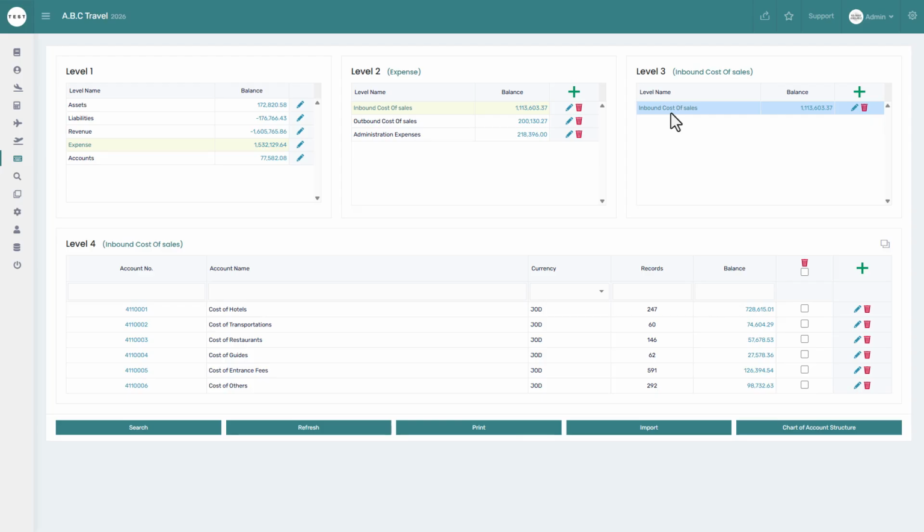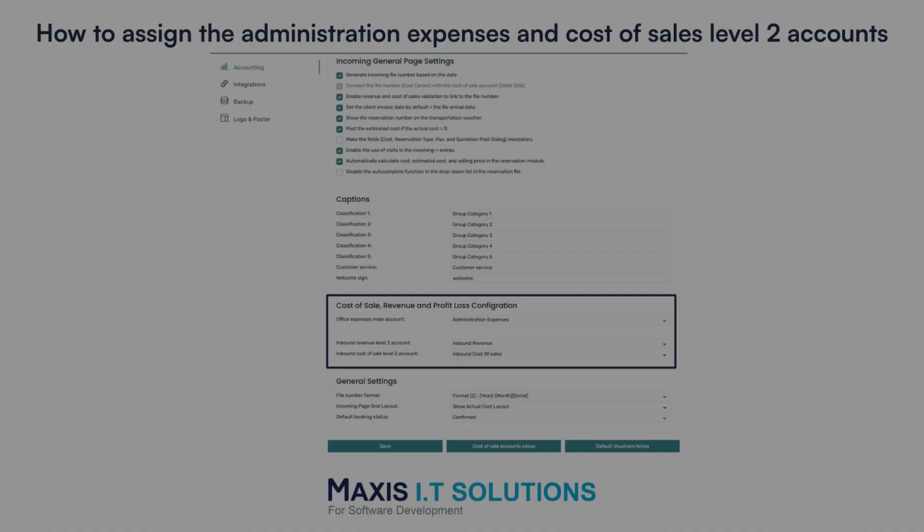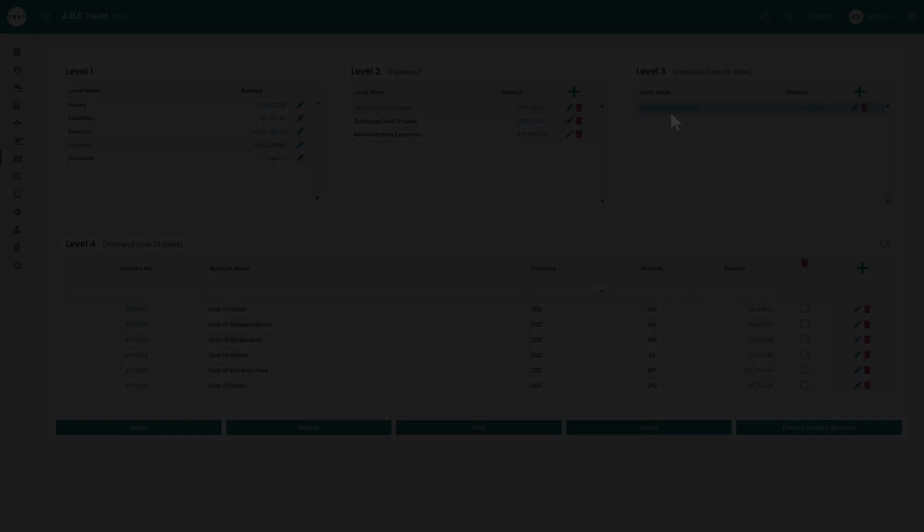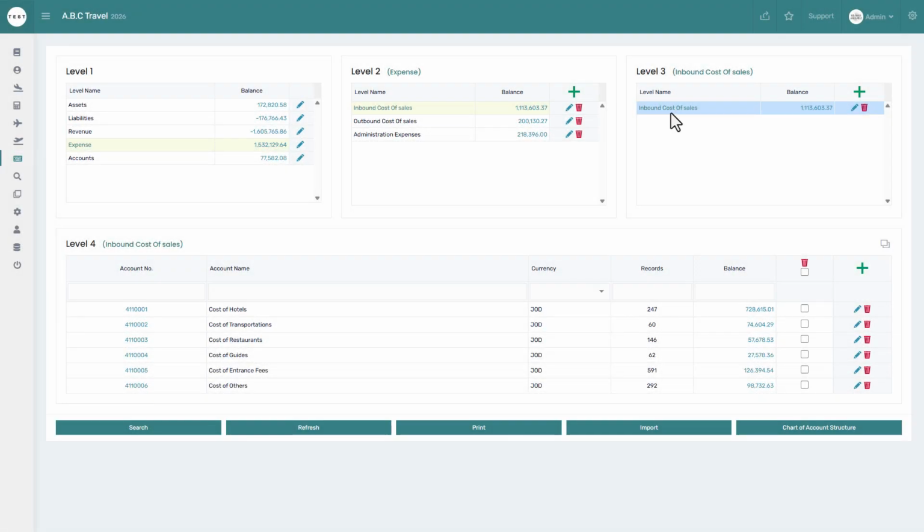One important note before we continue. This relationship is also connected to system settings, where the company defines the Level 2 accounts for inbound revenue, inbound cost of sales, and administration expenses. We already explained this setting in the incoming system settings video, so here we only need to make sure that the chart of account structure matches those selected accounts correctly. Now let us move to the accounts category.